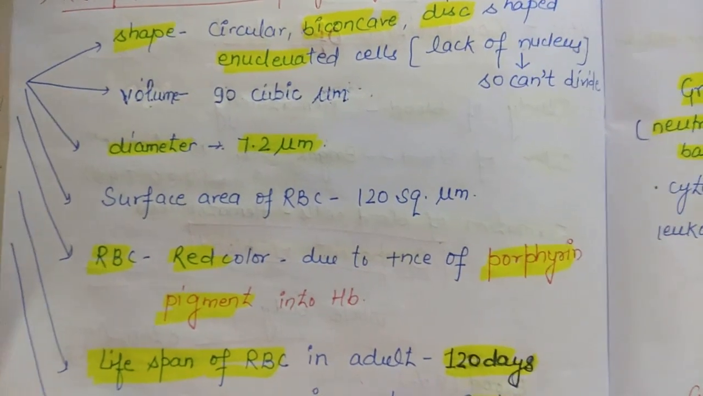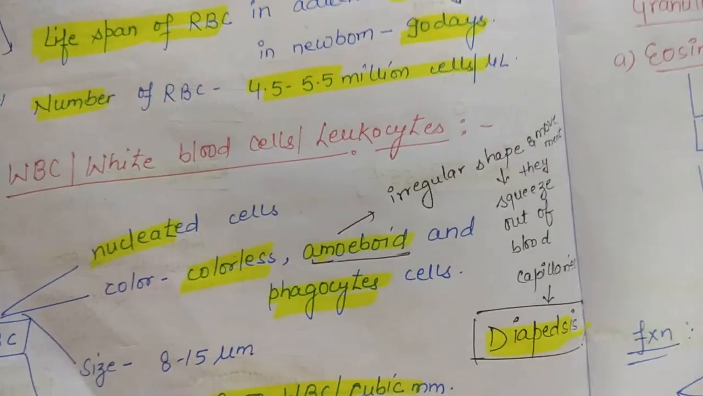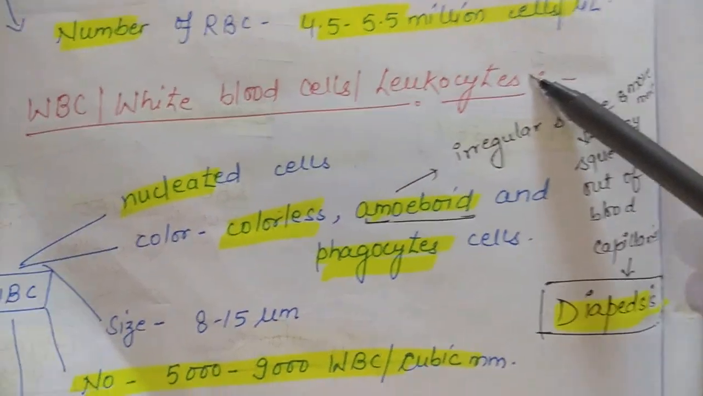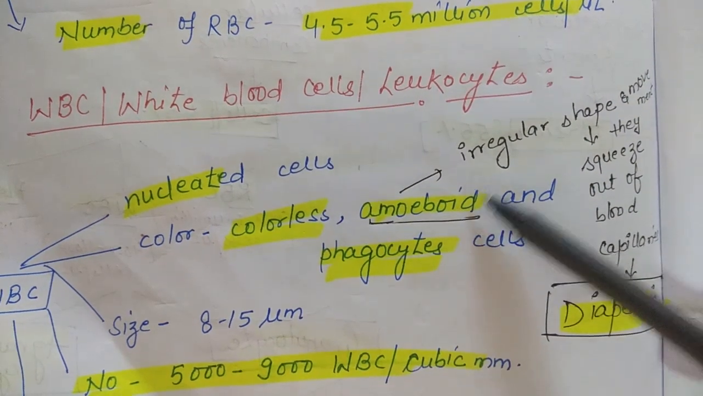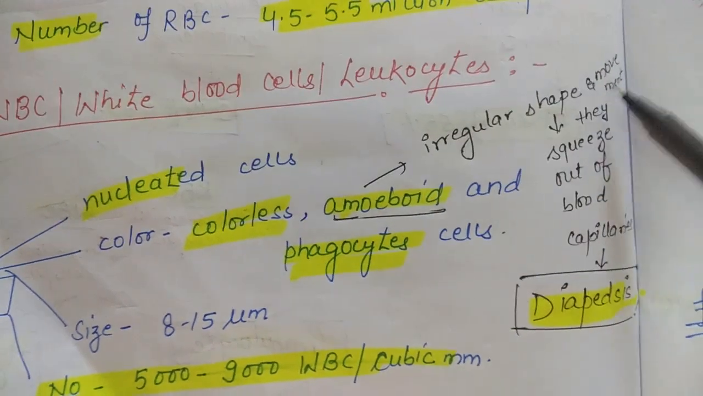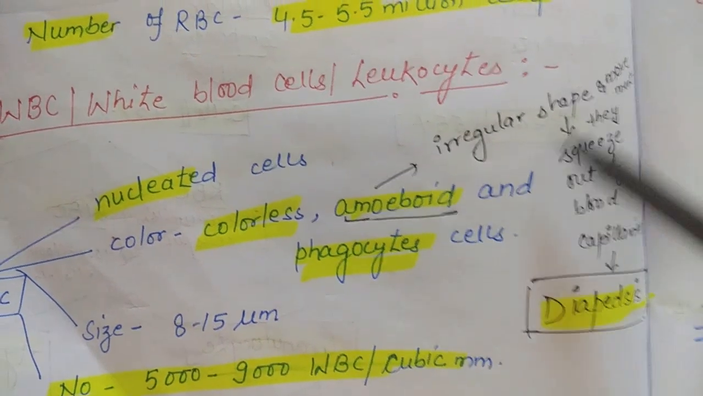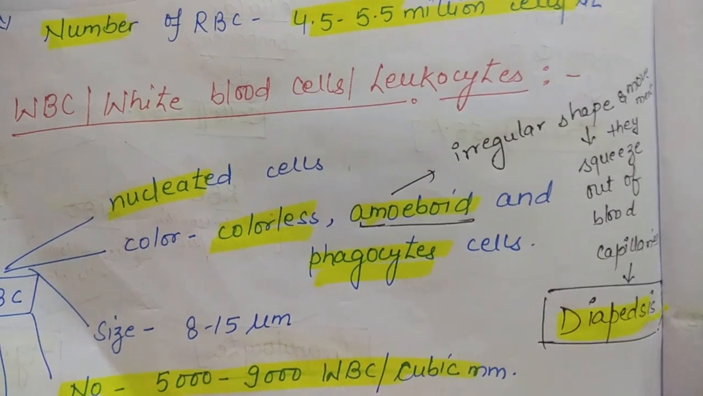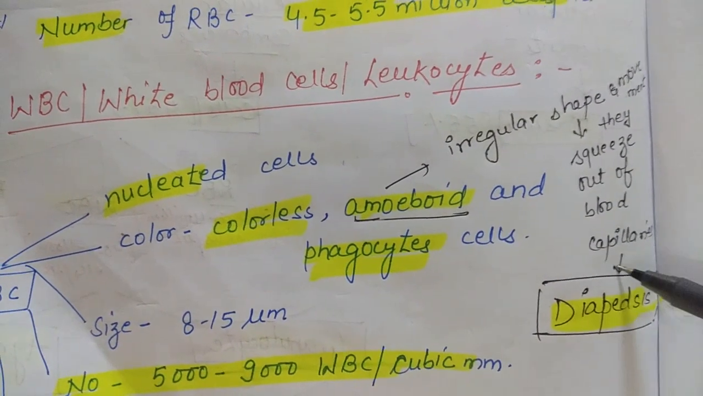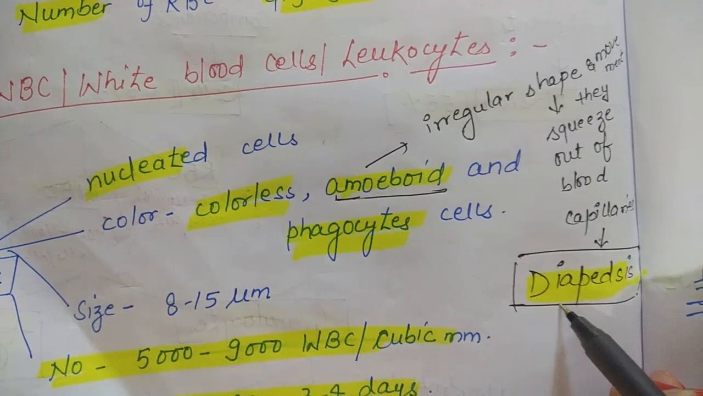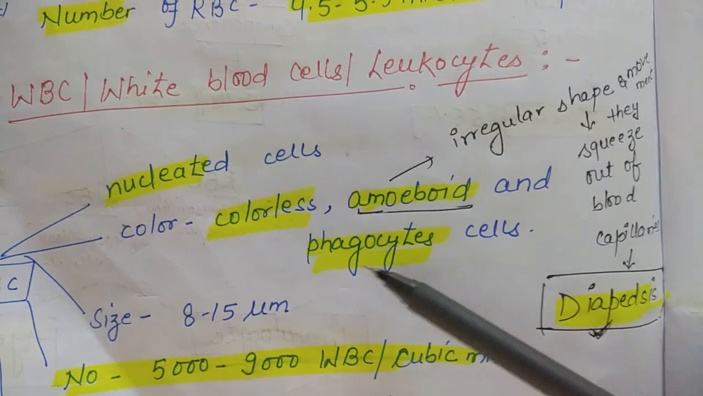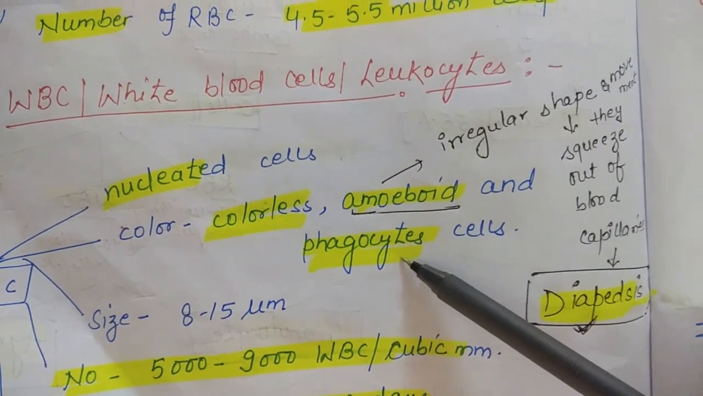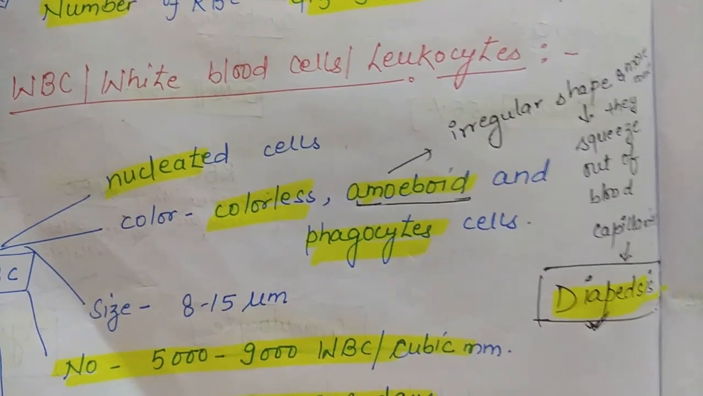Now continuing with the components, the second component is WBC. WBC is known as white blood cells or leukocytes. WBCs are nucleated cells. They are colorless, with an amoeboid shape, that is, irregular shape and movement. When they are squeezed out from the blood capillaries, because of their irregular shape, this is known as diapedesis. And these are phagocytic cells. Phagocytes means they eat microorganisms, engulfing the bacteria.